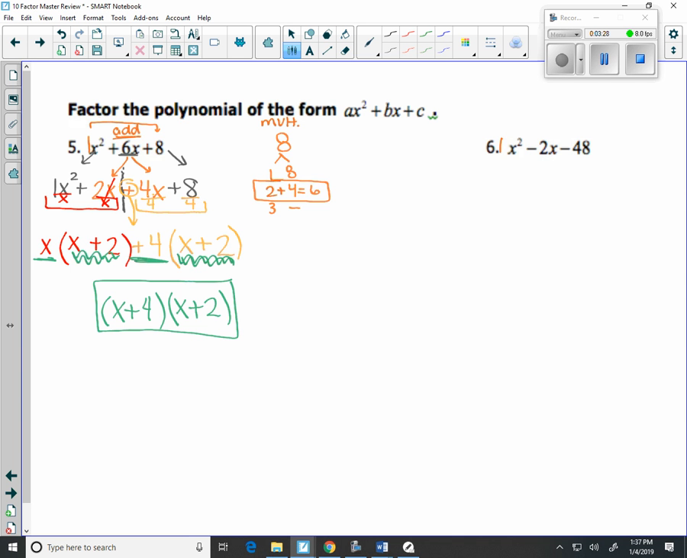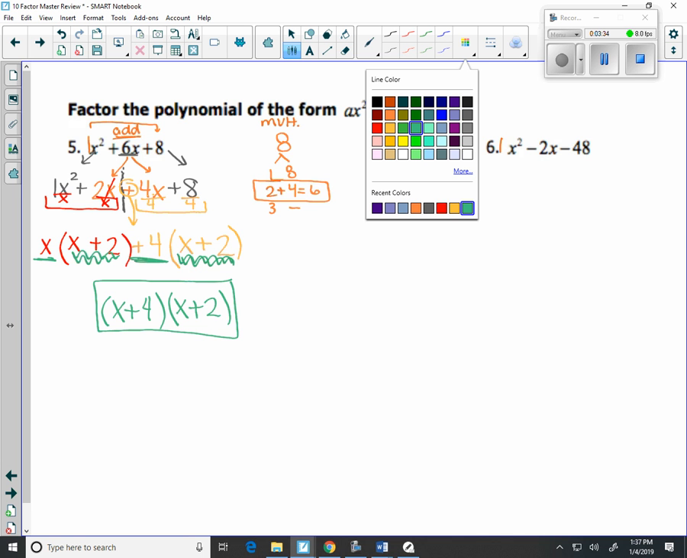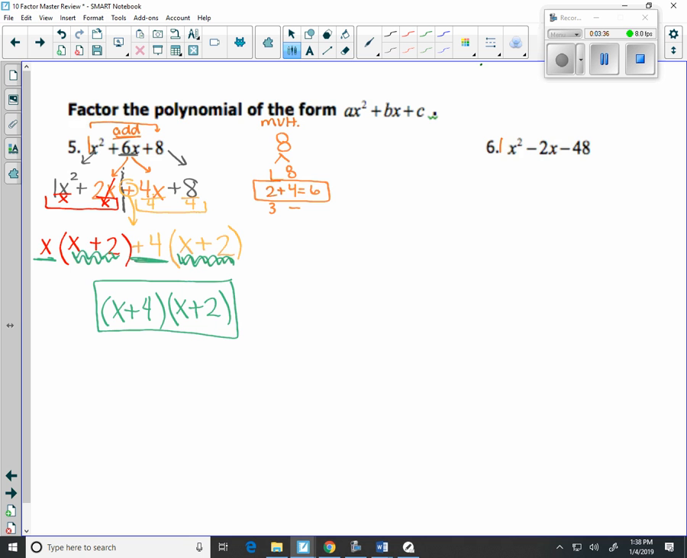All right, go ahead, and if you haven't tried number 6 yet, pause and try that one. All right, hopefully you've tried number 6. Now I'm going to work through it. So A times C is the key. 1 times negative 48 is negative 48. I need 2 numbers that multiply to negative 48 and add to negative 2.